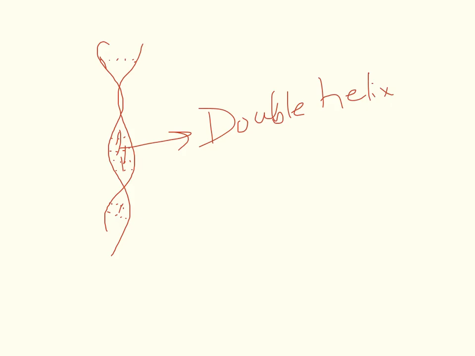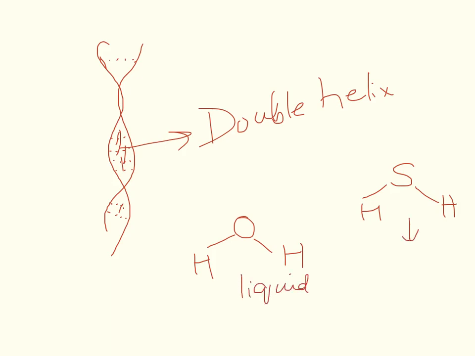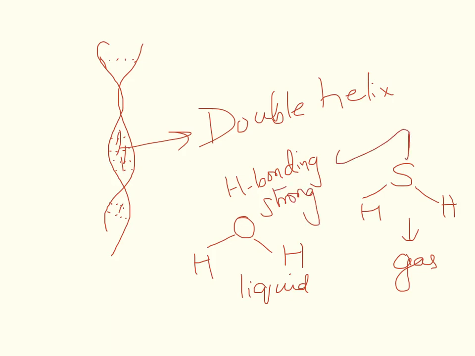Now, some species are liquids at room temperature. For example, water. Water and hydrogen sulfide both have similar structures, same structures in fact, but water is a liquid at room temperature and H2S is a gas at room temperature because of hydrogen bonding. Hydrogen bonding in water is stronger, whereas hydrogen bonding in H2S is weaker.